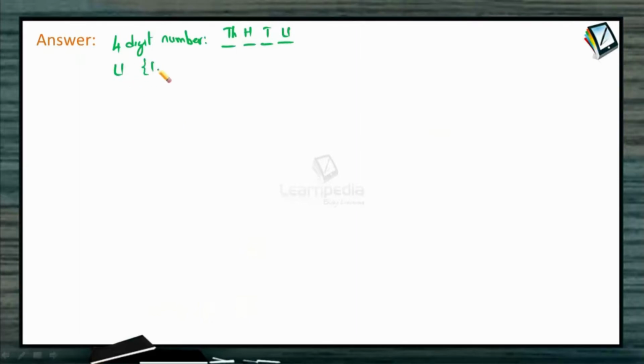This units place can be arranged with any one of the choices 1, 2, 3, 4 and 5. So this can be done in 5 ways. Whereas for the tens place, because repetition is not allowed, other than the digit in the units place, we have only 4 choices, so this can be arranged in 4 ways.